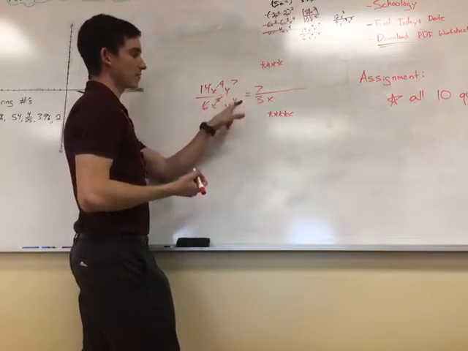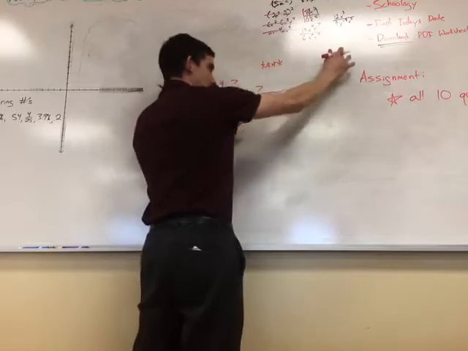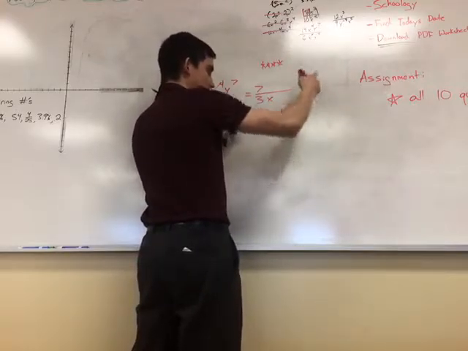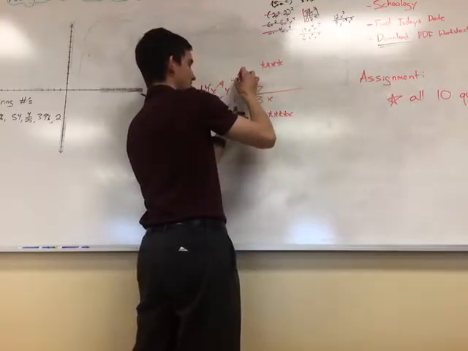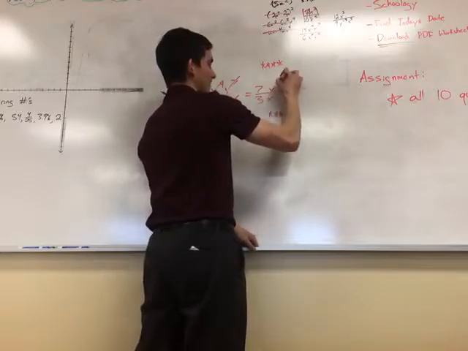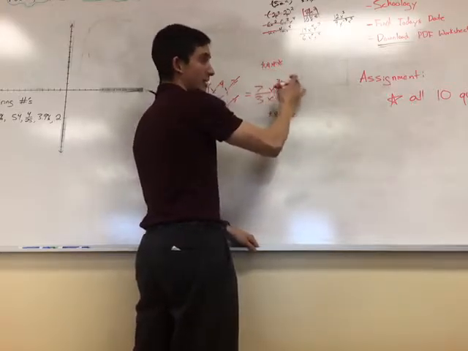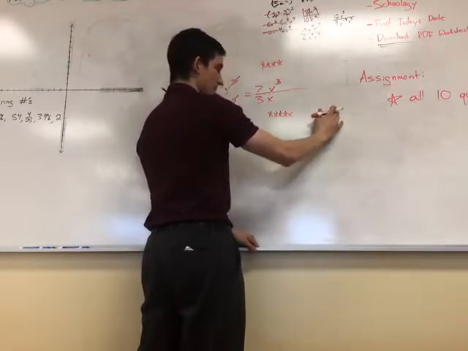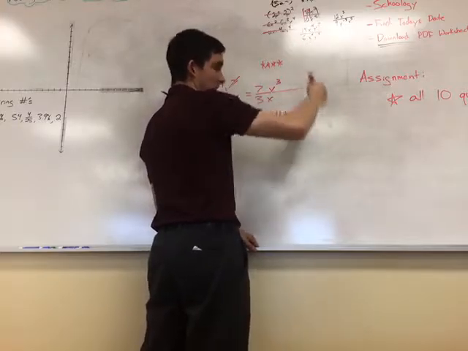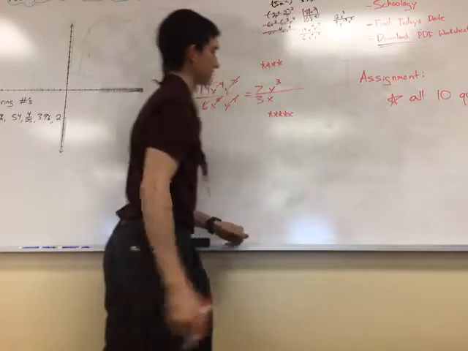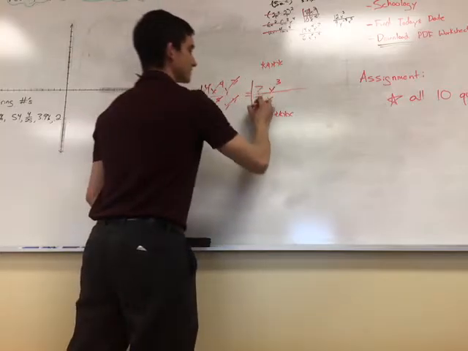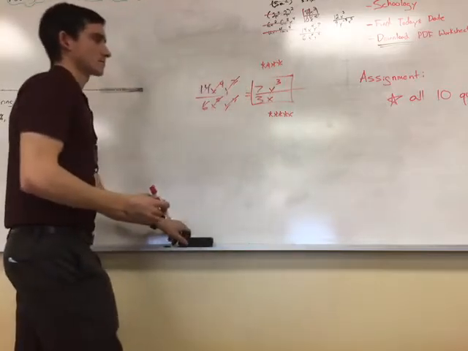Y to the 7th on top, y to the 4th on bottom. So imagine 7 y's on top, 4 y's on bottom. When you cancel them out, you're going to be left with 3 y's on top. If you don't understand what I'm saying, just literally write it out. 7 y's on top, 4 y's on bottom, and cancel them out, one by one. Okay, so that's my final answer, though.